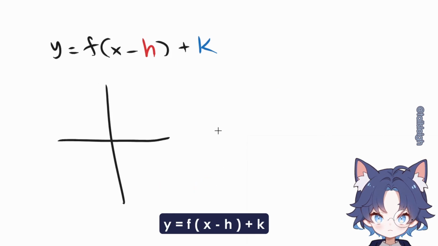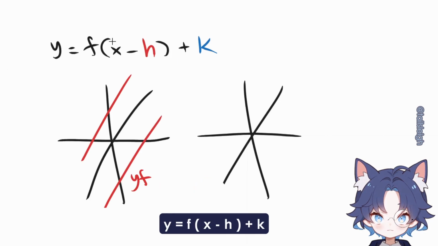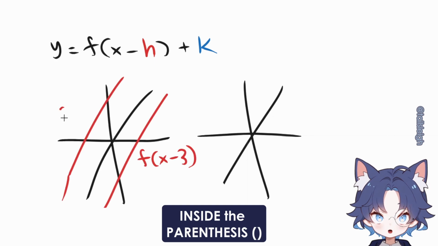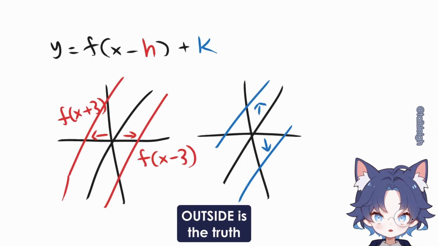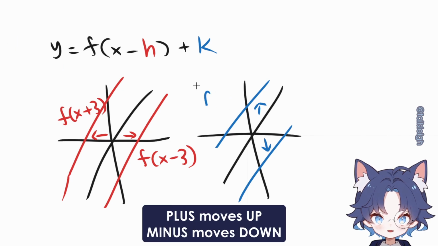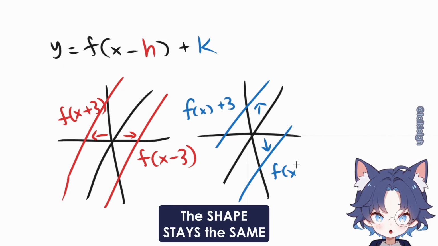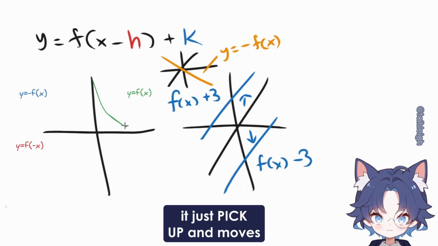Translation. y = f(x - h) + k. Inside the parentheses is a liar. Minus moves right, plus moves left. Outside is the truth, plus is up, minus is down. The shape stays the same, it just picks up and moves.